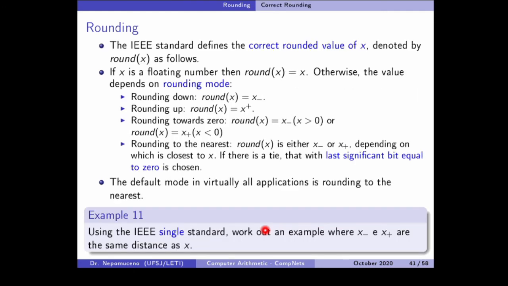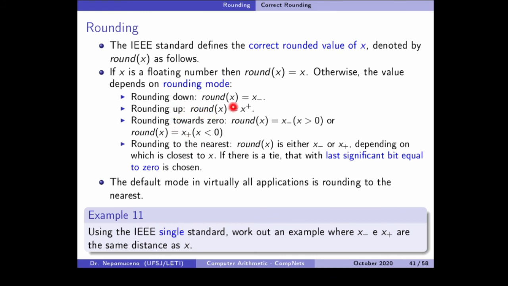The IEEE standard defines the correct rounded value of x, denoted by round(x), as follows. If x is a floating point number, then round(x) equals x. Otherwise, the value depends on the rounding mode. There are a couple of different ways to round a number.